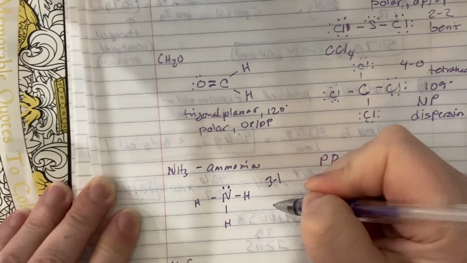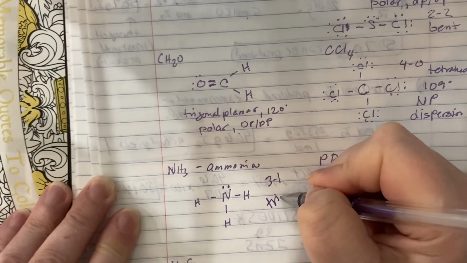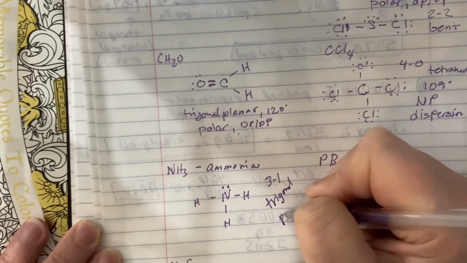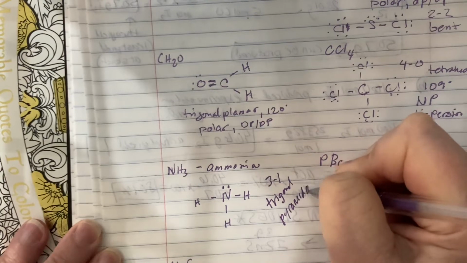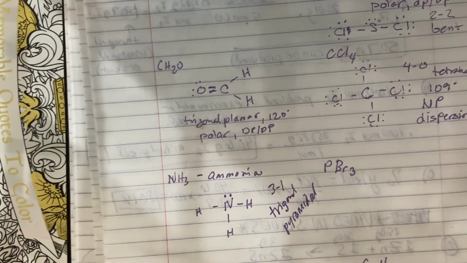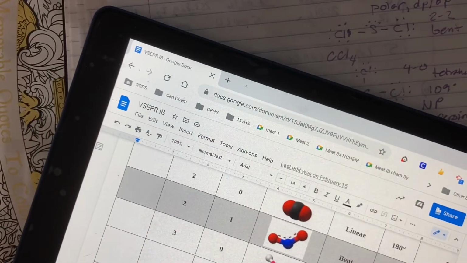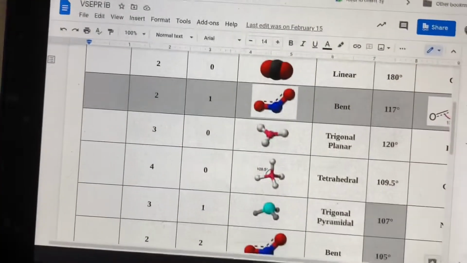3-1. Trigonal pyramidal. I'm going to go ahead. I don't ever remember what the angle is for this one. 3-1 trigonal pyramidal, 107 according to your chart.